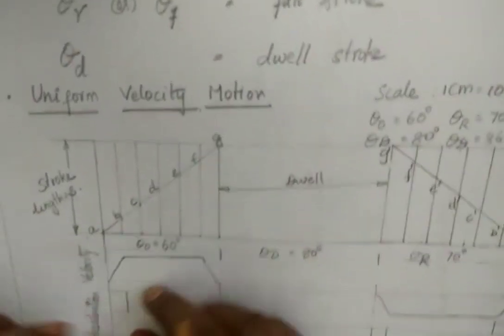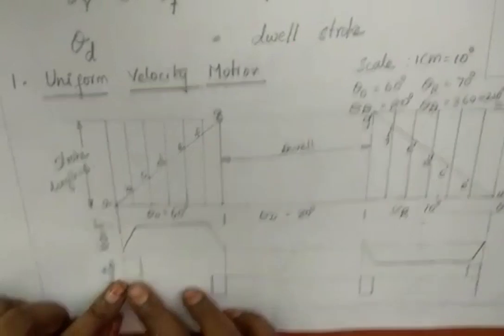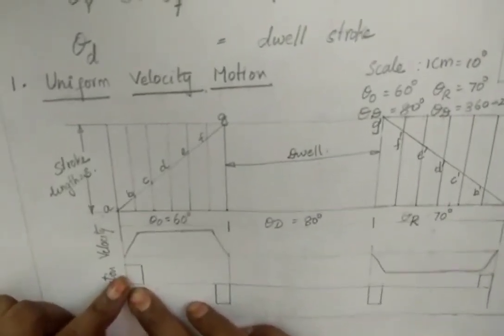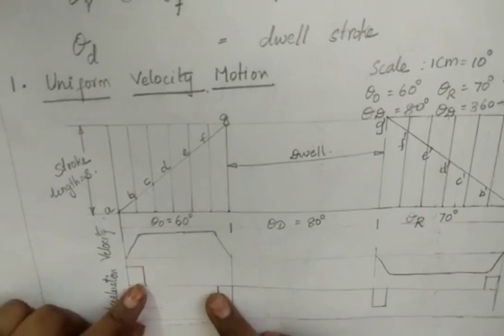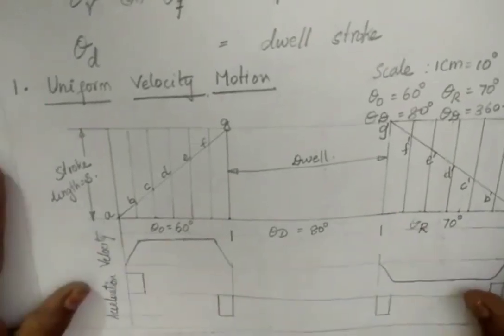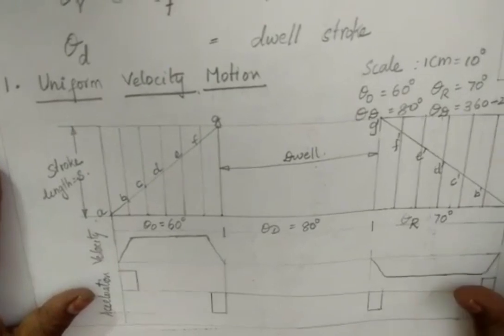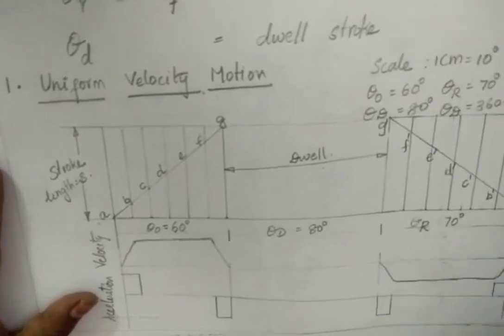The same way, whenever there is a rise in velocity, you have the acceleration at its maximum, and after reaching the uniform velocity, the acceleration becomes 0. So this is your uniform velocity motion displacement diagram construction.